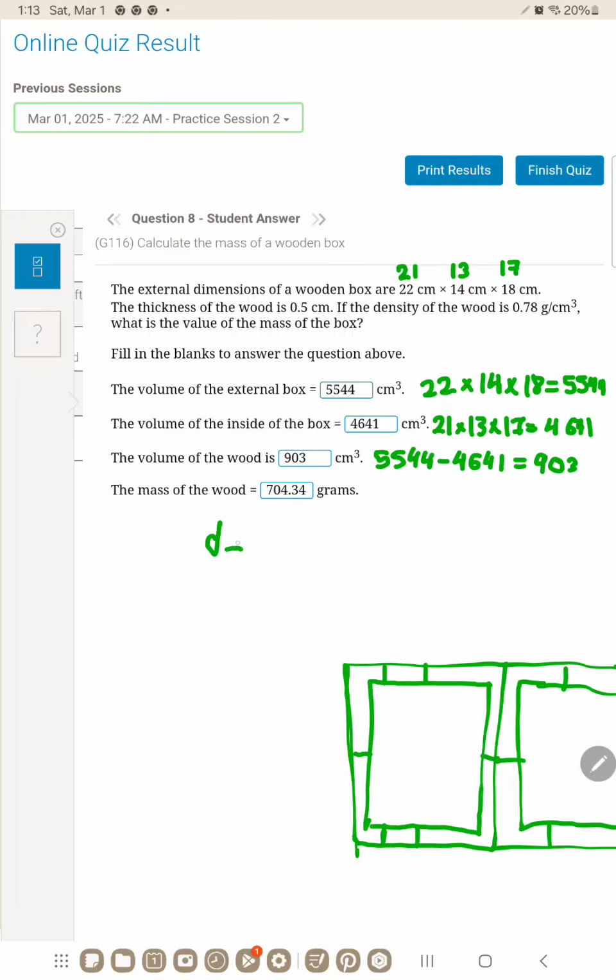We know density equals mass over volume. We have the volume and the density, we need the mass, so mass equals density times volume. If our volume is 903 and our density, which is given, is 0.78, multiply them together. Let me just do it in case, 0.78 times 903, you're going to get 704.34, which is your answer. Now let's move on to the next question.